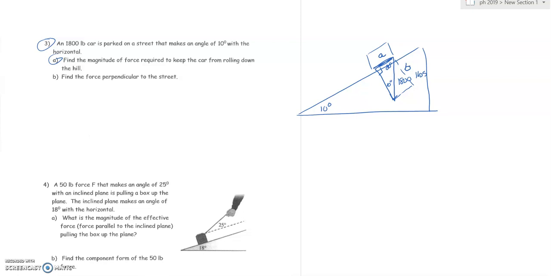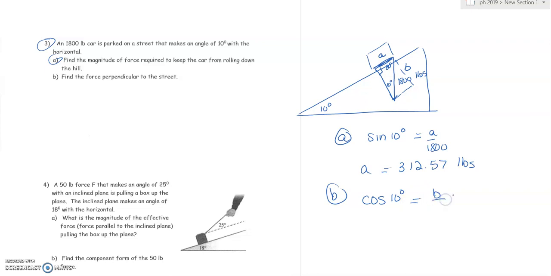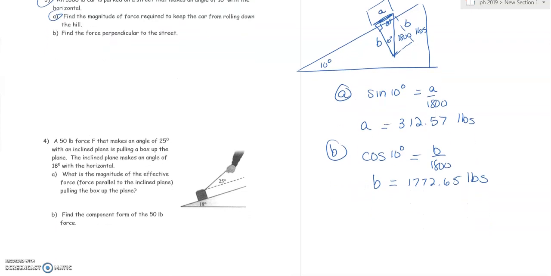So for part A, you could say the sine of 10 is A over 1,800. So that's 312.57 pounds of force. And for part B, you could say that the cosine of 10 is B over 1,800. So B is 1,772.65 pounds of force.